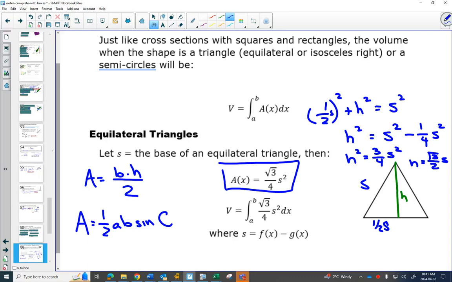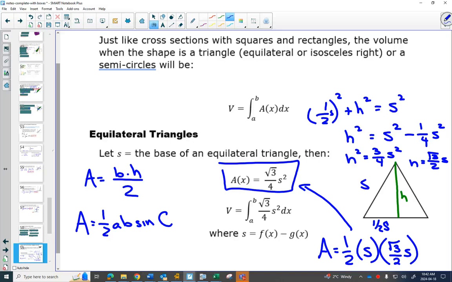So now, what's the area of my triangle? 1/2. Base is s. Height is the square root of 3 over 2 times s. Does that area formula make sense to you now? We can multiply the halves on the bottom to get the 4 on the bottom. We have our root 3, and s times s is going to be s squared.